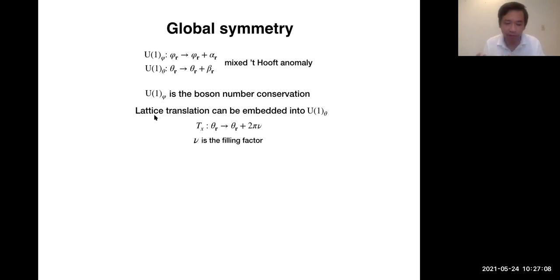And what we usually know is that you can actually embed the lattice translation of this 1+1 boson into the U(1) theta. So for example, the translation along the y direction becomes just a shift of the theta field by 2 pi times the filling factor of this wire. And this filling factor is the same for each wire in the 3D system.